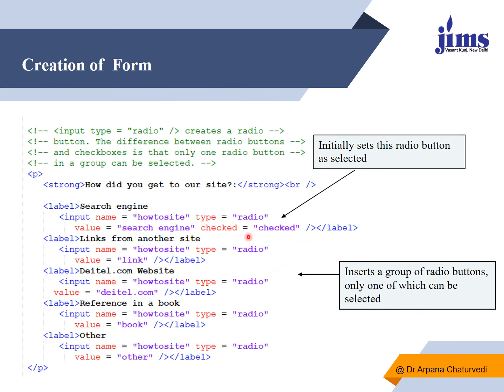Similarly for radio button, I have given the same name to all the radio buttons. Type is radio. Values are different. One property I have used is checked. checked equals "checked", which is mandatory to give in XHTML, as we studied today. So this is how I have created the radio.